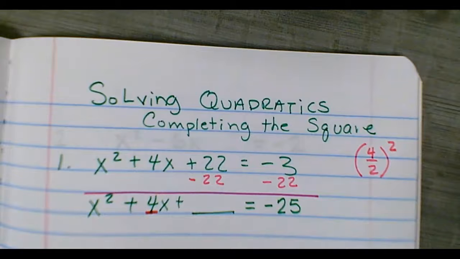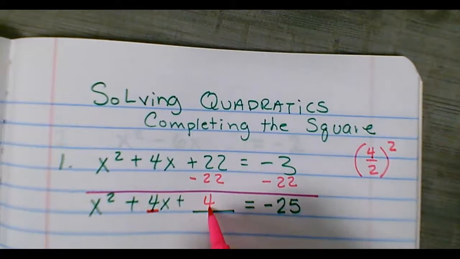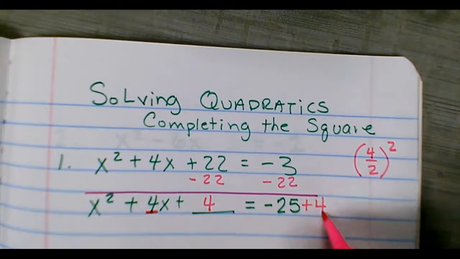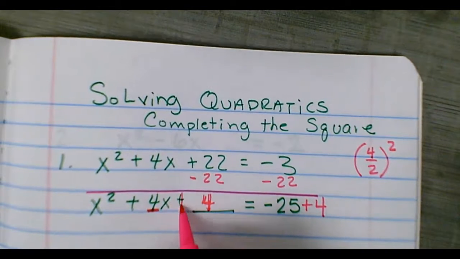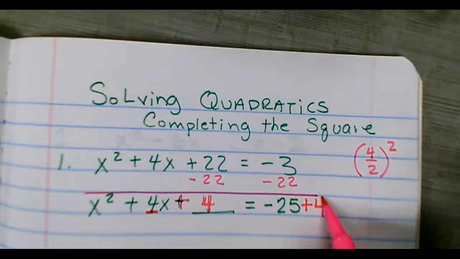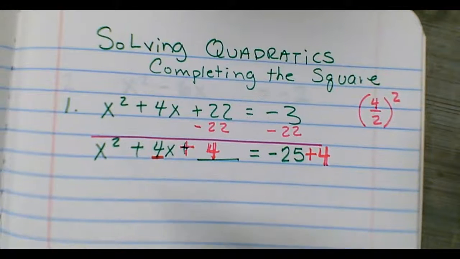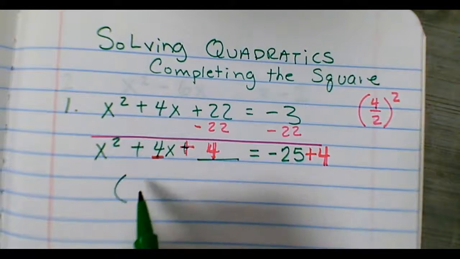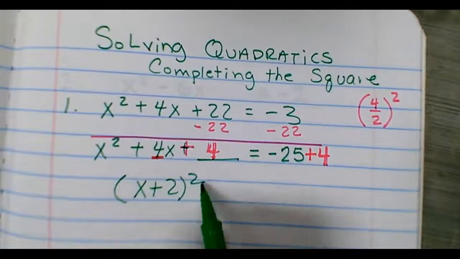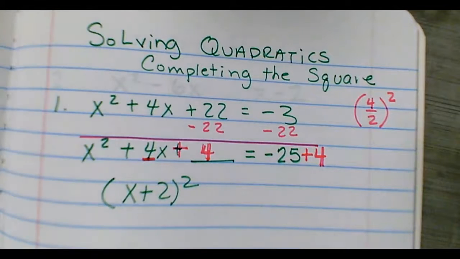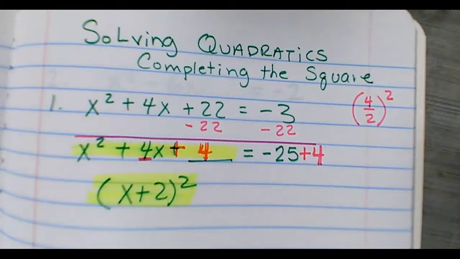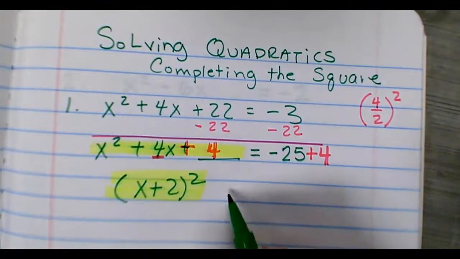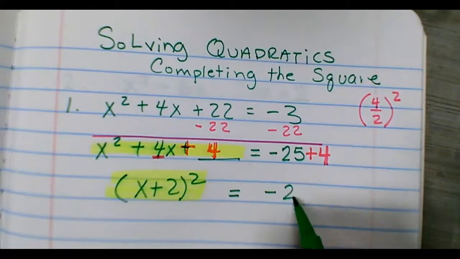4 divided by 2 is 2. 2 squared is 4. If I add 4 on this side, I have to add 4 on that side. I added in 4 on this side, so I must add in 4 on the other side. So this is equal to that. And so I put it in place of it, and that's going to help me solve it. And so over here, I have a negative 21.